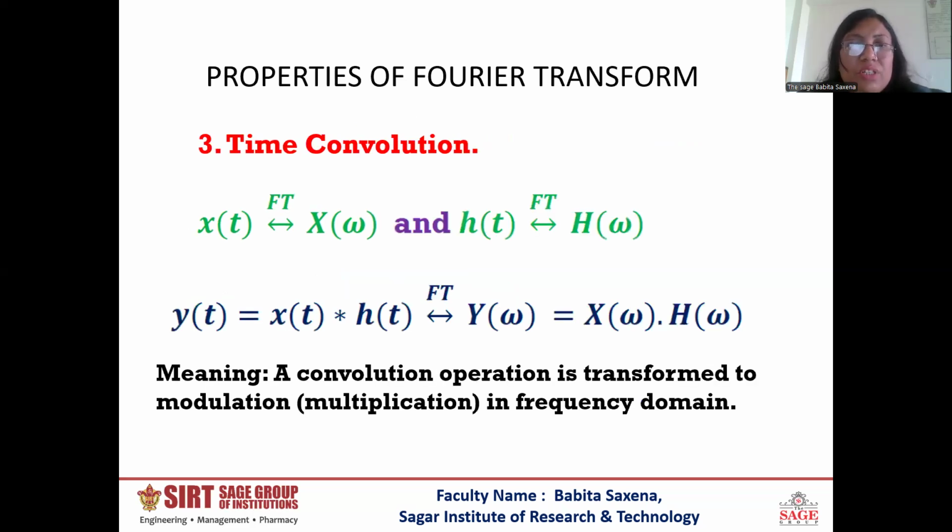Time convolution. Convolution in the time domain means if there are two signals x(t) and h(t), and x(t) and h(t) are convolved, then what will happen in the frequency domain? In the frequency domain, it is simple multiplication of both the signals. So if a convolution question comes in your paper, you can solve it in this way also. You can determine the Fourier transform, then simply multiply in the frequency domain. In this way, you can also calculate the convolution. We will learn what convolution is in further chapters.